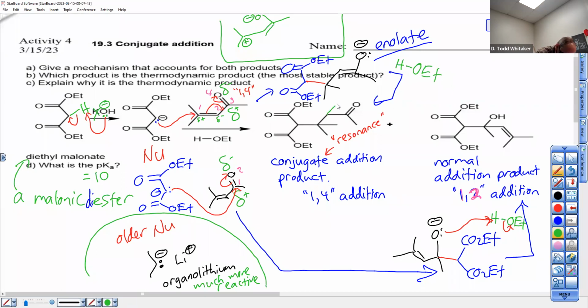Hint. There it is. That position had only one H before. There's a double bond there. I want to be very clear on that. There's one H up there. Now there's two. So green goes there. So the mechanism says resonate and protonate. And you're done.